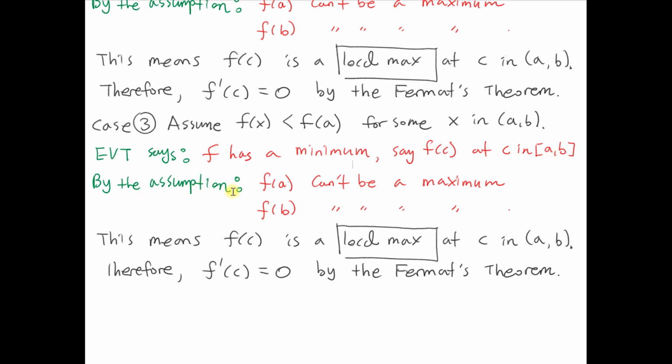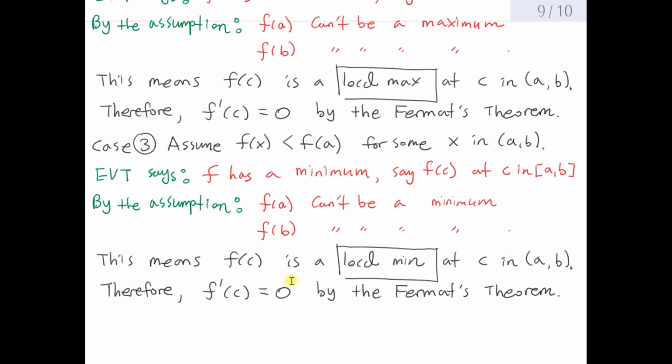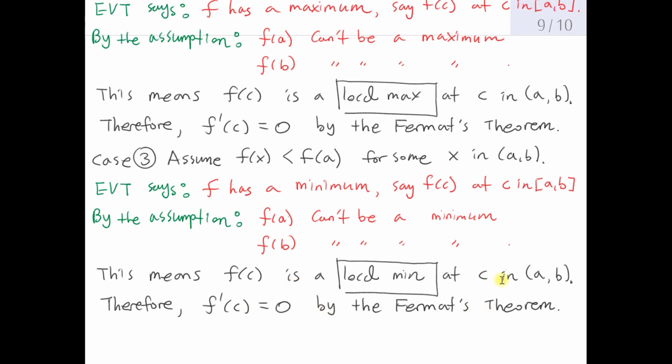By the assumption, f of a can't be a minimum, and f of b can't be a minimum as well. This means f of c is a local minimum at c in between a to b. Therefore, f prime of c is equal to 0 by Fermat's theorem.